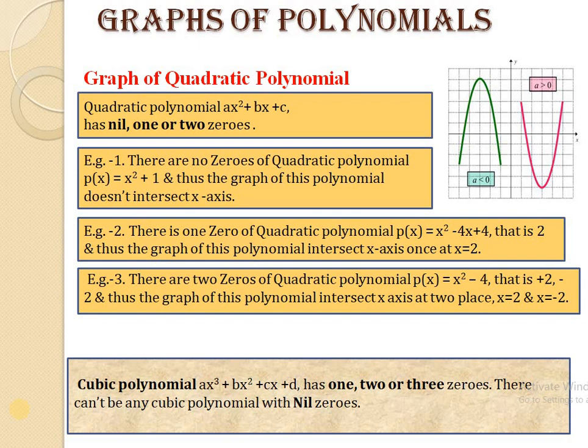Similarly, the standard form of a cubic polynomial is ax cube plus bx square plus cx plus d, and it has 1, 2 or 3 zeros. There can't be any cubic polynomial with nil zeros.